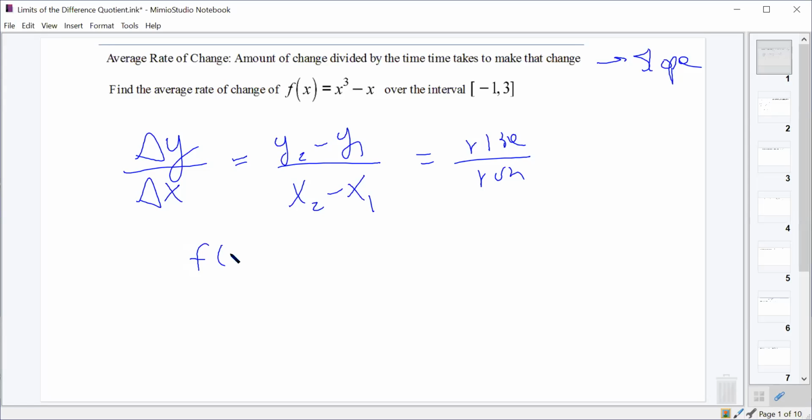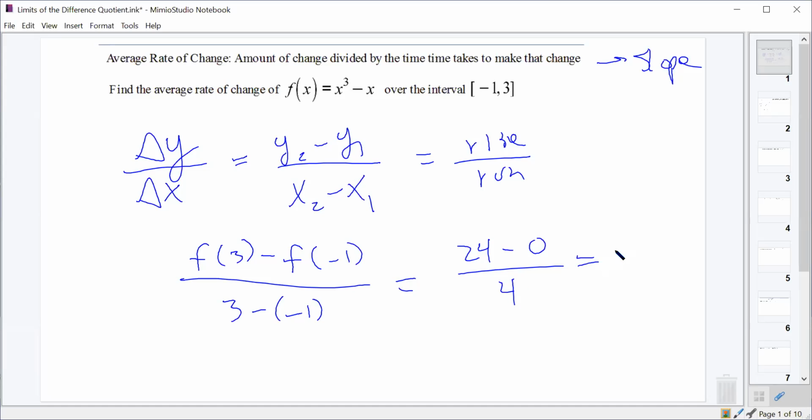We'd find f of 3 and subtract f of -1 and divide it by 3 minus -1. Would you all agree with that? That's how you find the slope. Yes. Good. All right. What's f of 3? 27 minus 3, so 24. And minus f of negative 1, which is negative 1 plus 1, which is 0. And then a 4 down there, 6. Okay. Should be very easy to find the average rate of change.